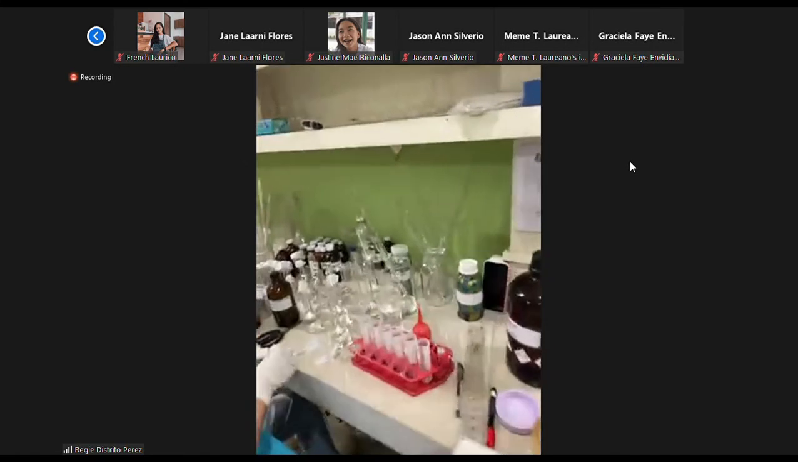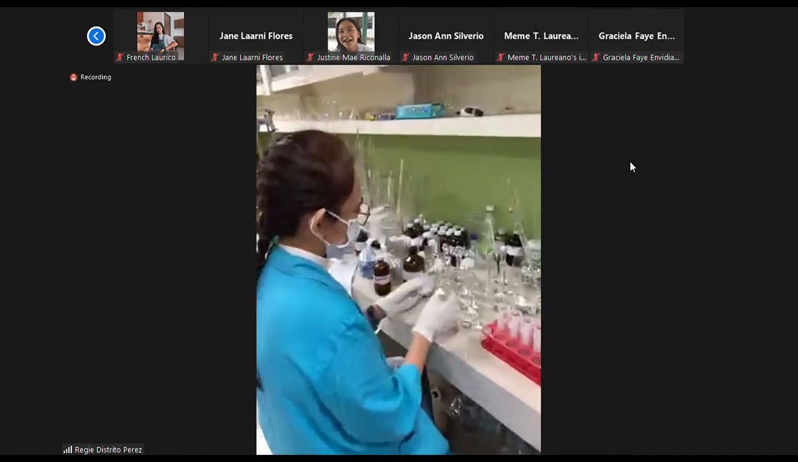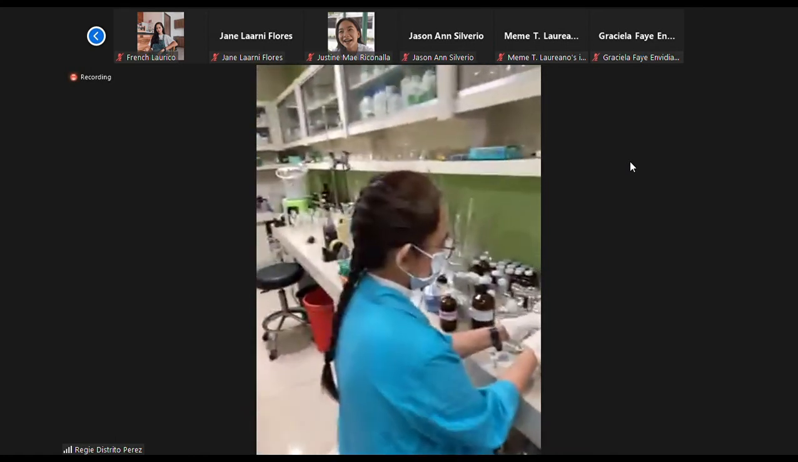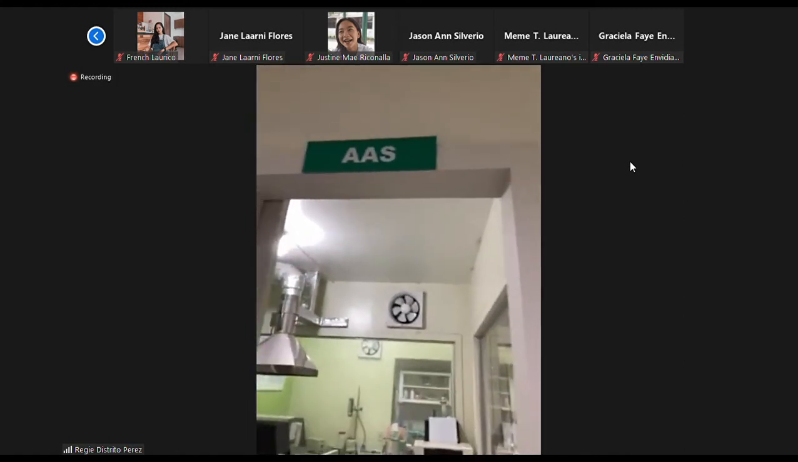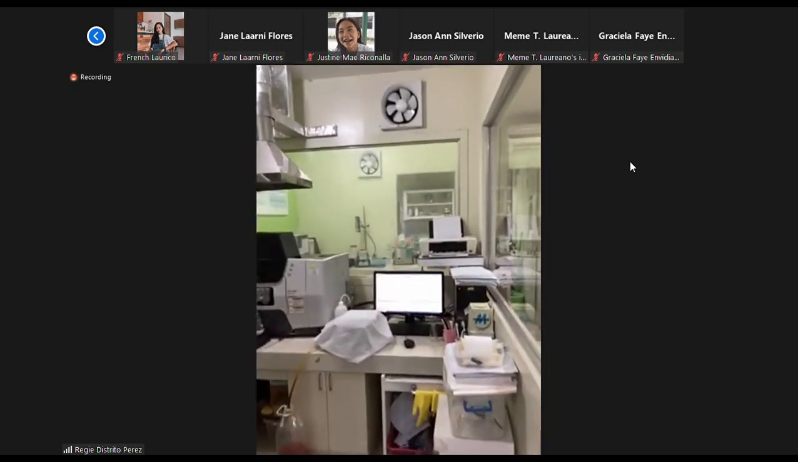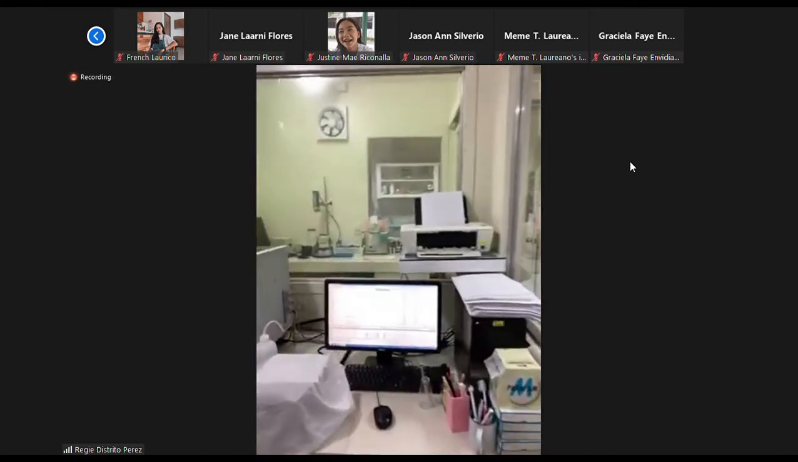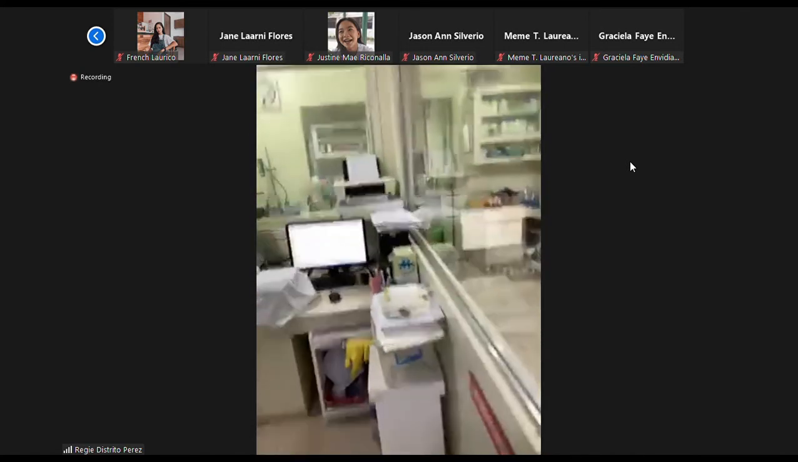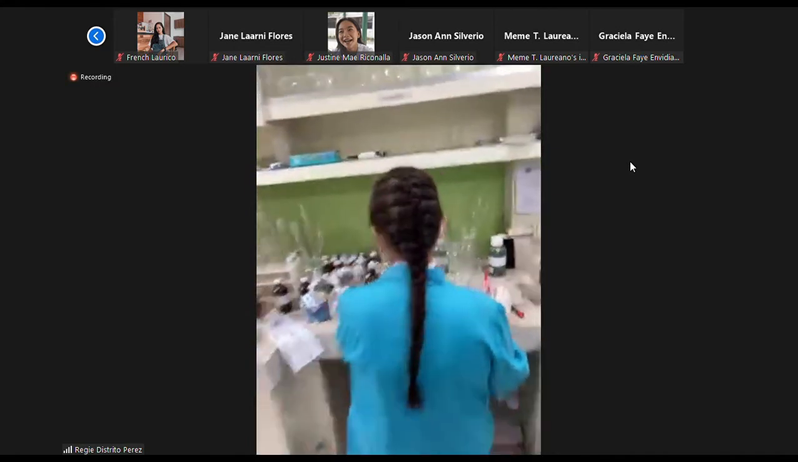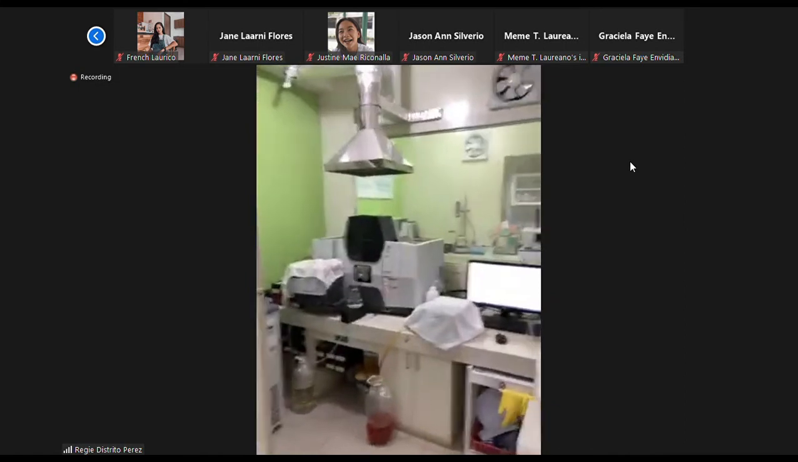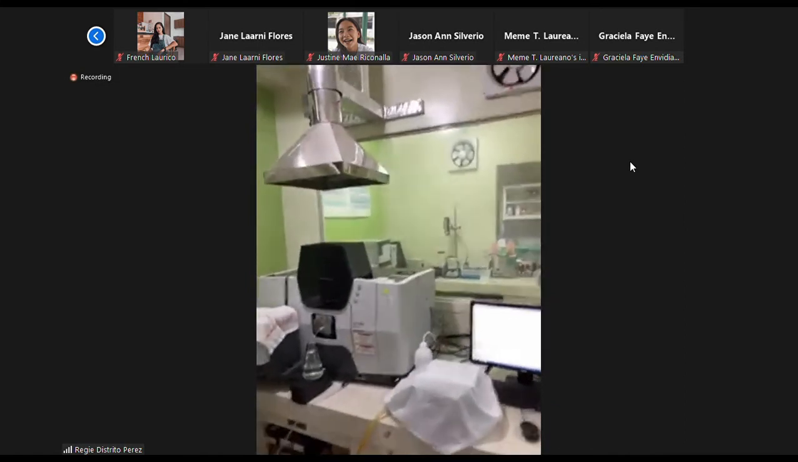Next, this area is the preparation area for the metal analysis. And this is Miss Antoniela, the one who analyzes the metals using AAS, or atomic absorption spectrophotometer. This is her area, the metallic queen. Yes, queen of metals. Okay, Miss Anton is reading right now.